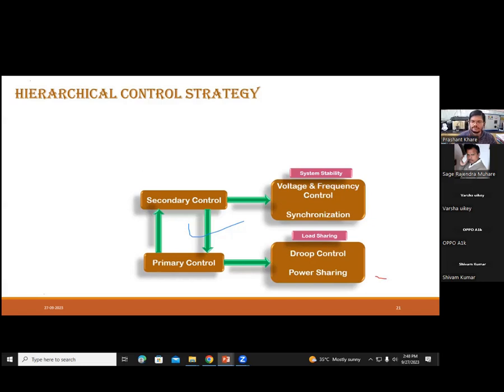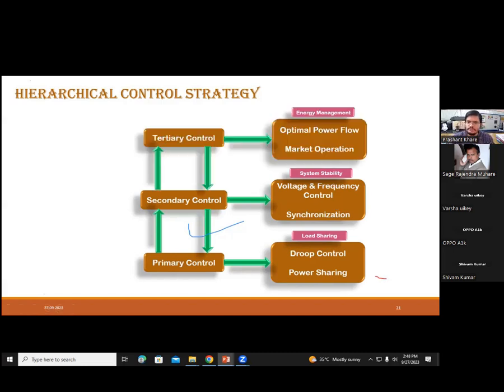Okay. So what is the purpose of primary control? Load sharing. And the purpose of secondary control? System stability. Similarly, what is tertiary control? Tertiary control is basically for energy management. We have optimal power flow and market operation. So this is the purpose of control.